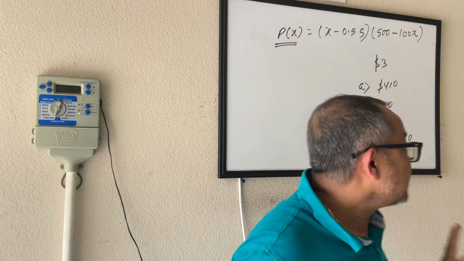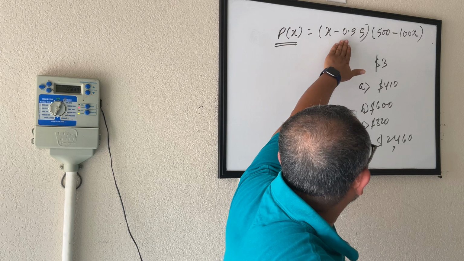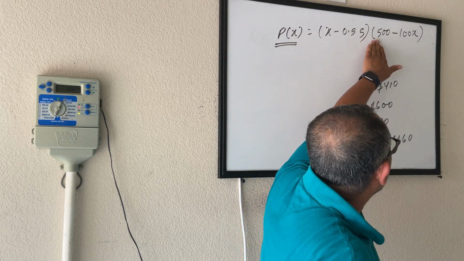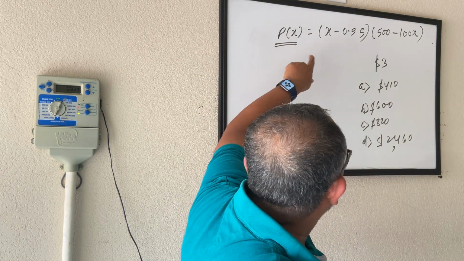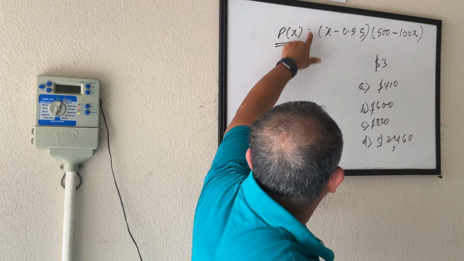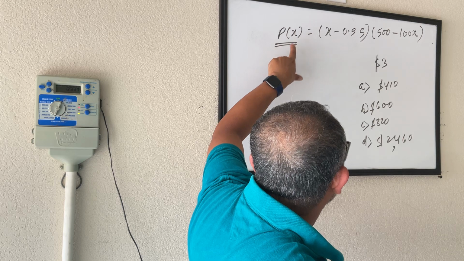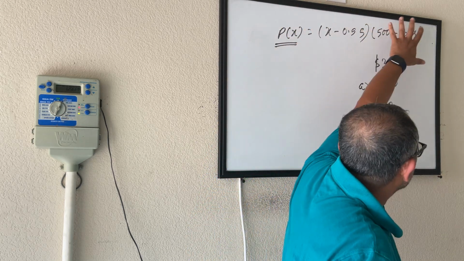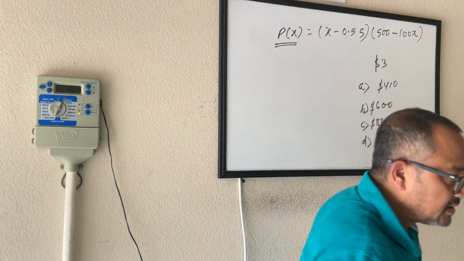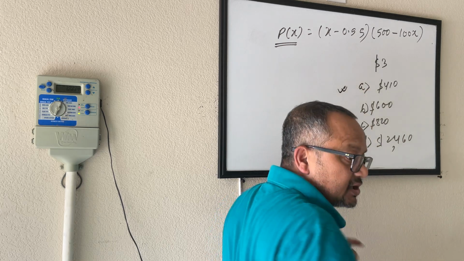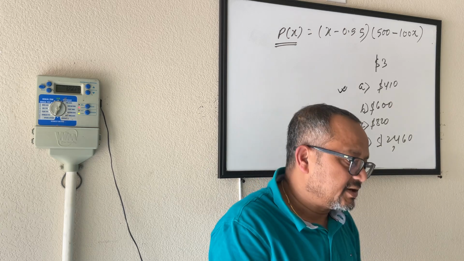So this equation that you see on the board, P of x equals x minus 0.95 times 500 minus 100x, models the daily profit of a food truck which sells tacos. The daily profit is derived by this equation, where x is the price of each taco. Okay, I got one answer. So you heard the question, right, Vishal? Okay, I got an answer A.